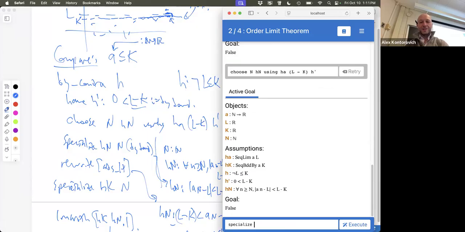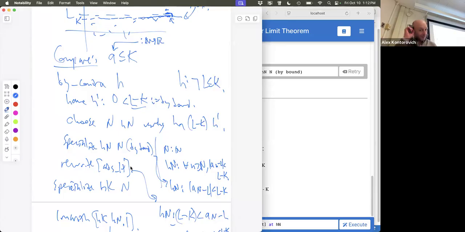So let's specialize HN with little n equal to capital N, and why is that? By bound. And now we know that AN minus L is strictly less than L minus K. So now let's use this abs LT theorem. Rewrite abs LT, not at the goal, but at HN. So I should have said here, at HN, not at the goal.